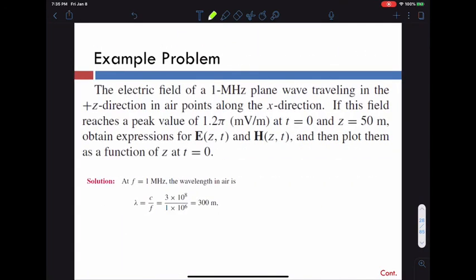And we're going to do this problem in the class. So that's all for your lecture 18 ECE350.